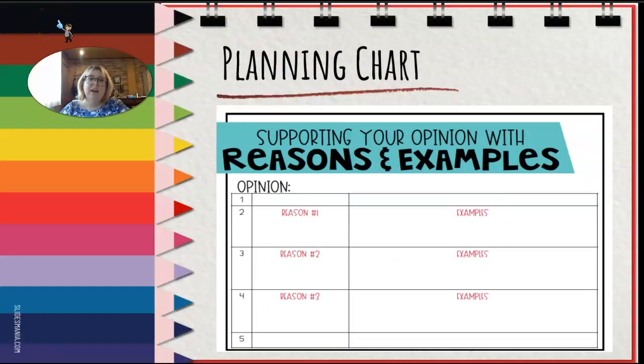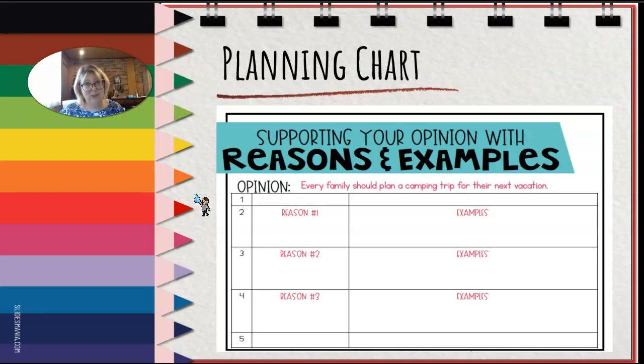Last time in Writer's Workshop, you wrote your opinion on a planning chart, and then you wrote 2 reasons. Today, we're going to go back to that slide 6, and we're going to fill in the rest of the chart. It's like this. Miss Andrea's opinion is that every family should plan a camping trip for the next vacation. A camping trip. Well, it's not convincing unless I give reasons. My reason 1 was that camping is less expensive than other vacations. My reason 2 was that not having internet while camping leads to more quality family time.